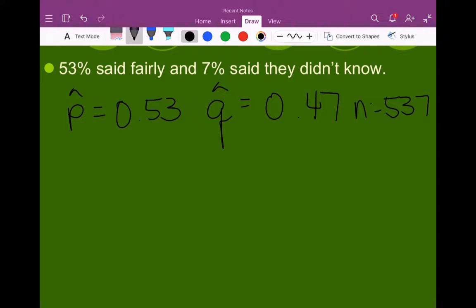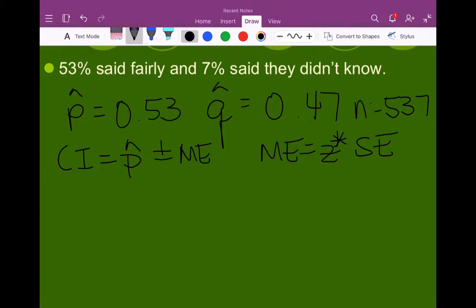So again, to calculate your confidence interval, it is your sample proportion plus or minus your margin of error, where your margin of error is equal to your critical value times your standard error. So we need to know our critical value and our standard error. I'm going to calculate the standard error first. My standard error is equal to the square root of 0.53 times 0.47 over 537, and this ends up equaling 0.022.